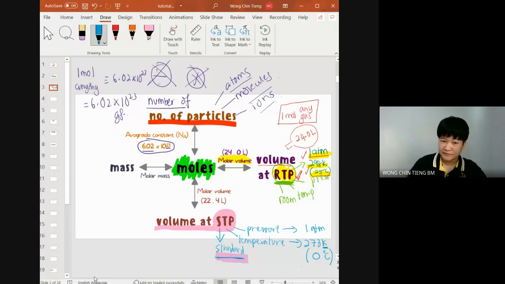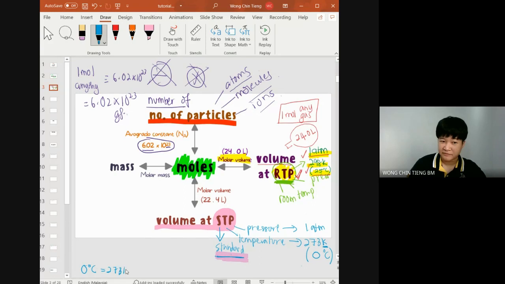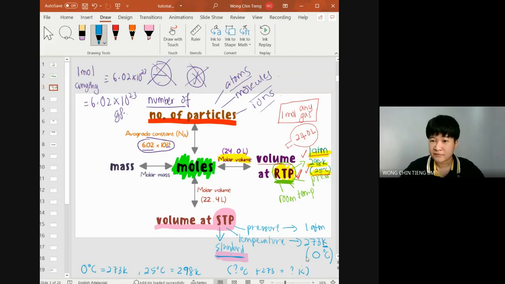Do you know that 0 degrees Celsius is 273 Kelvin? So 25 degrees Celsius is 298 Kelvin. Do you know that? How many degrees Celsius plus with 273 will equal to how many Kelvin? Alright, thank you. And the molar volume, the 22.4 that Haifa said, the 22.4 is actually the molar volume.